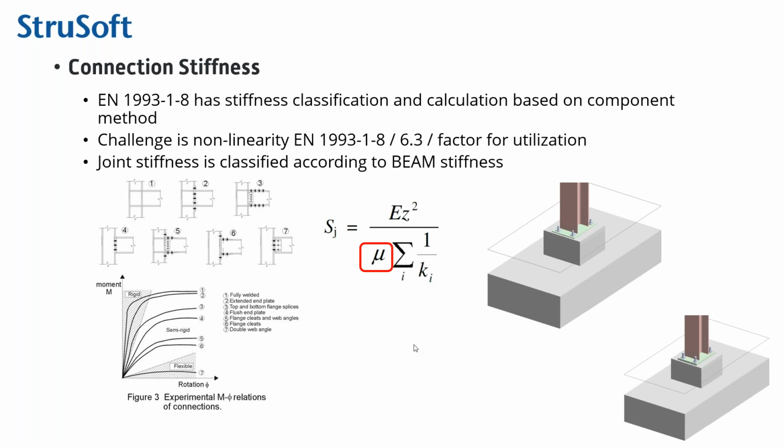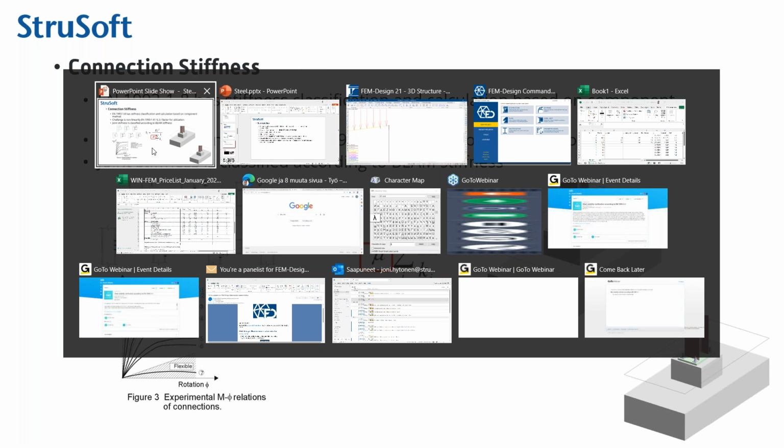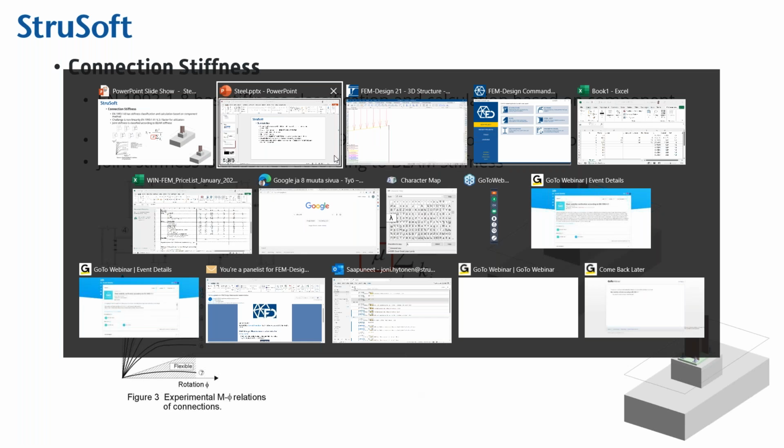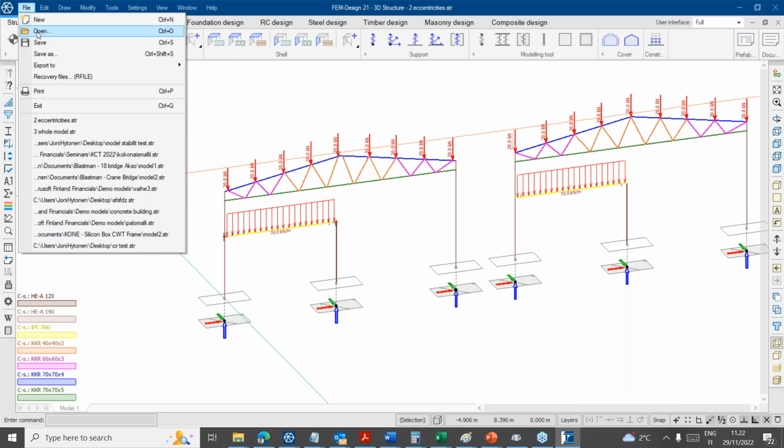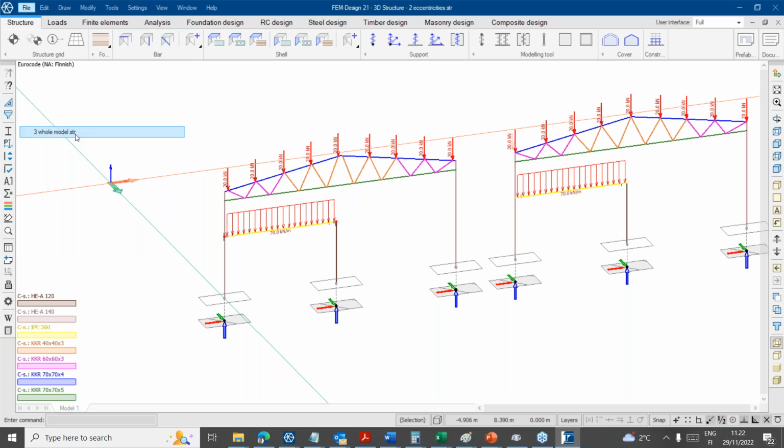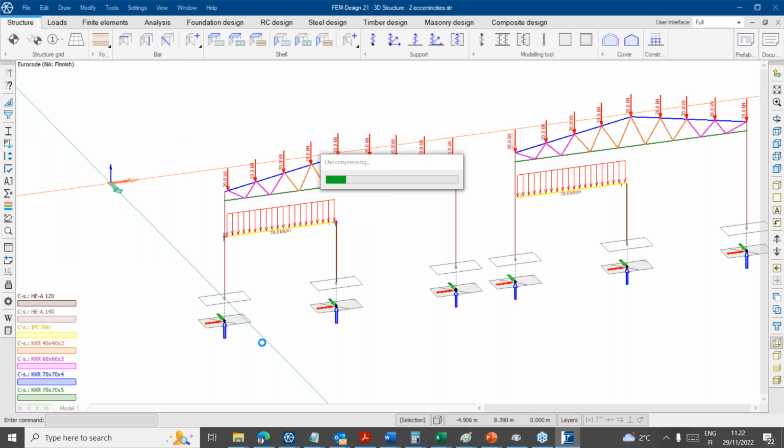So the problem is this mu, but this is usually handled by software. So that is a good thing, depending on the software. But you have to know what your software is capable and what is not capable of.